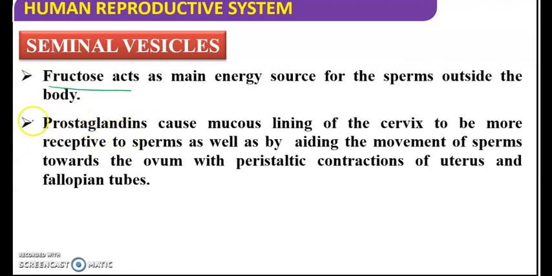The second one is prostaglandins. What prostaglandins do is they cause the mucous lining of the cervix to be more receptive to the sperms. The cervix is associated with the female. So during insemination, the cervix is made more receptive to the sperms, so that by peristaltic movement and contractions of the uterus, the sperm moves easily towards the cervix and reaches the ovary via the fallopian tubes, so that it fertilizes the ovum.